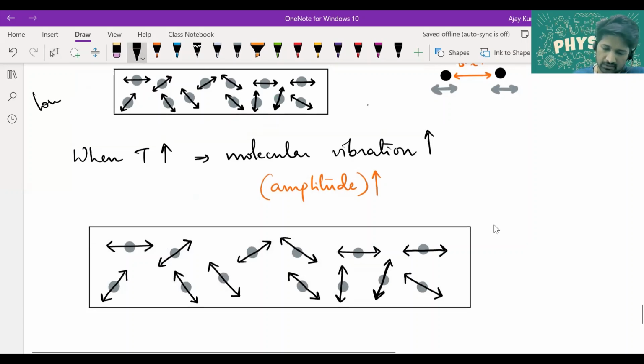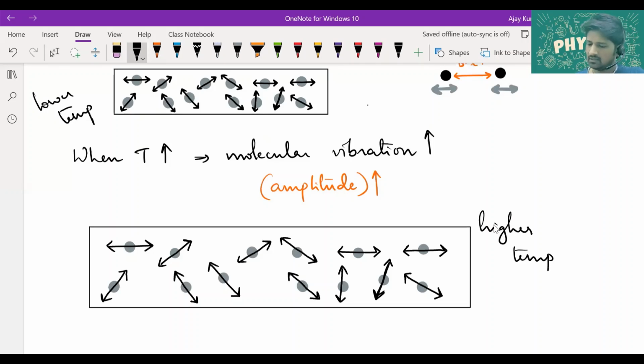So at lower temperature, the material may look like this. At higher temperature, it looks like this. Okay, and it exactly happens like this. Expansion happens in all directions, not in one particular direction. In fact, on the screen, it may look like expansion happens in two dimensions, x-axis, y-axis.